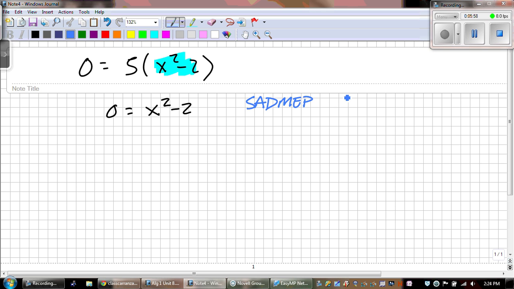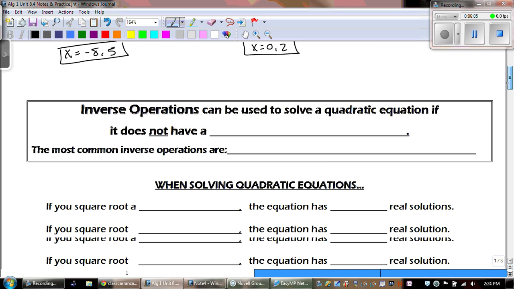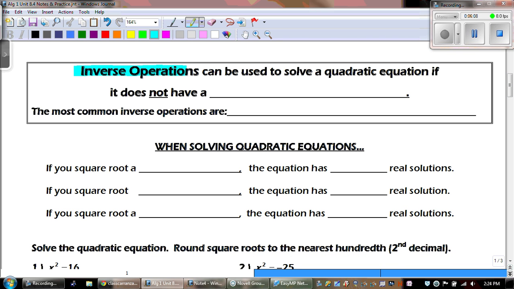SADMAP. And SADMAP stands for inverse operations. Okay? Now, inverse operations, once again, that is SADMAP. And it can only be used if a quadratic equation does not have a linear term.